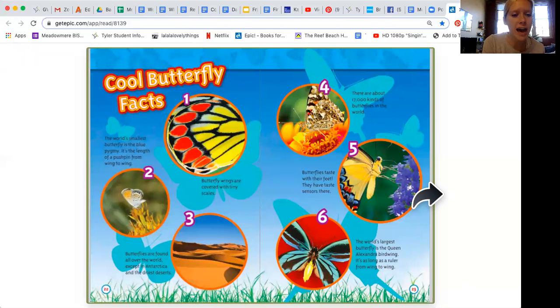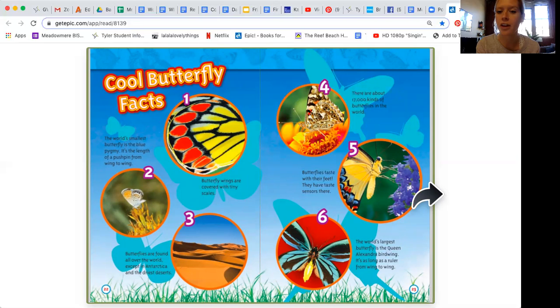Cool butterfly facts. We're going to start with number 1. Butterfly wings are covered with tiny scales. Number 2, the world's smallest butterfly is the blue pygmy. It's the length of a push pin from wing to wing, so it's going to be out that big, really teeny tiny. Number 3, butterflies are found all over the world except in Antarctica and the driest deserts. So Antarctica is too cold for them to live.